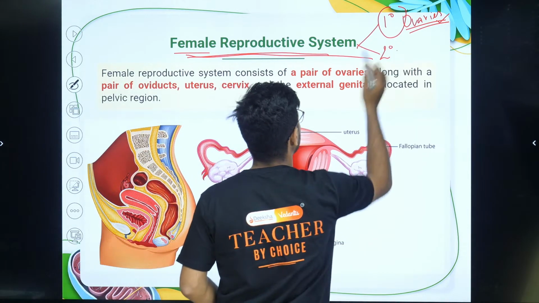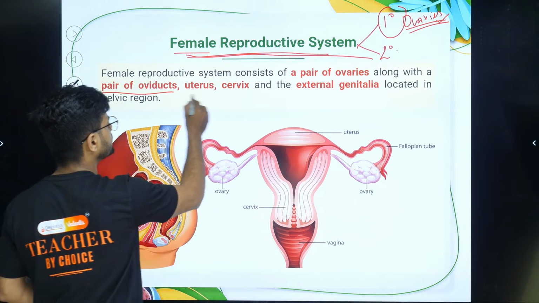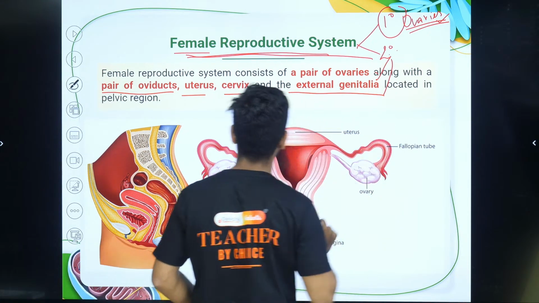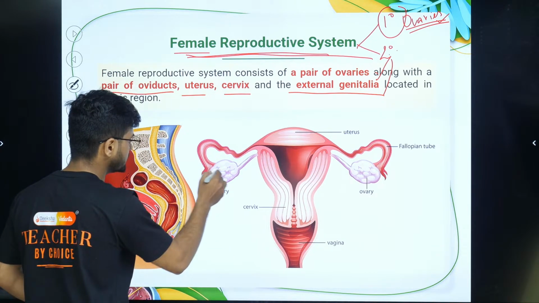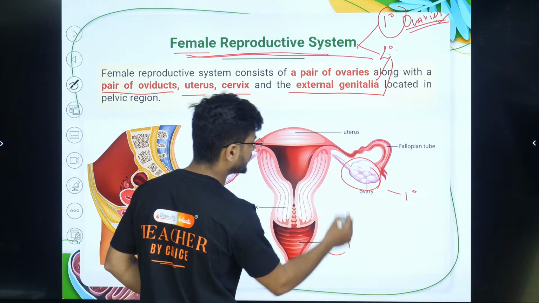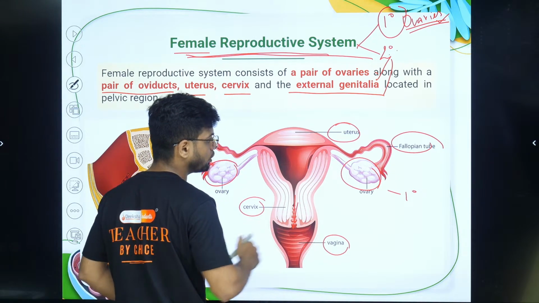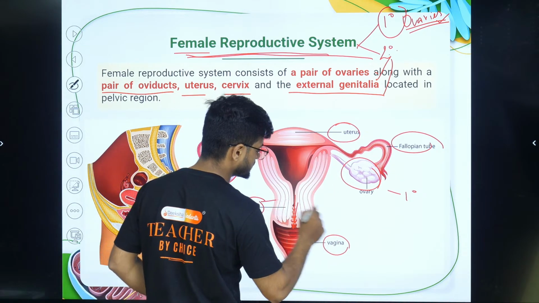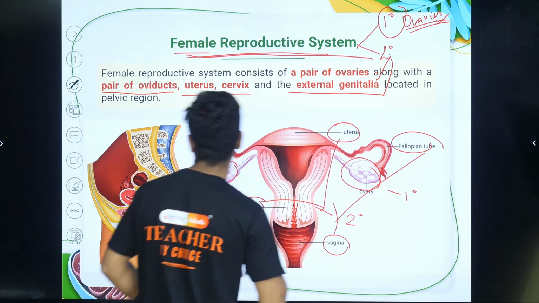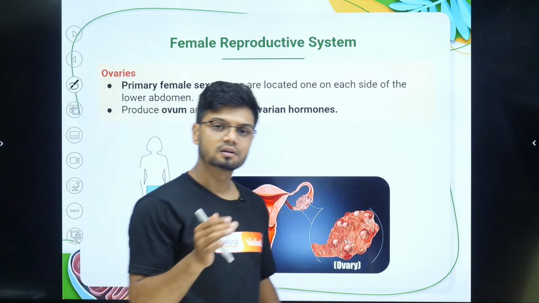Now what about secondary sex organs? Which are the secondary sex organs here? We have oviduct, also called fallopian tube. Uterus, cervix and external genitalia are part of the secondary sex organs. Look here, this is your ovary, a pair of ovaries, which are the primary sex organs. Then you have vagina, uterus, fallopian tube. This is your cervix, cervical canal, right? All of these are secondary sex organs. Now, clear? Let's learn about ovaries now.